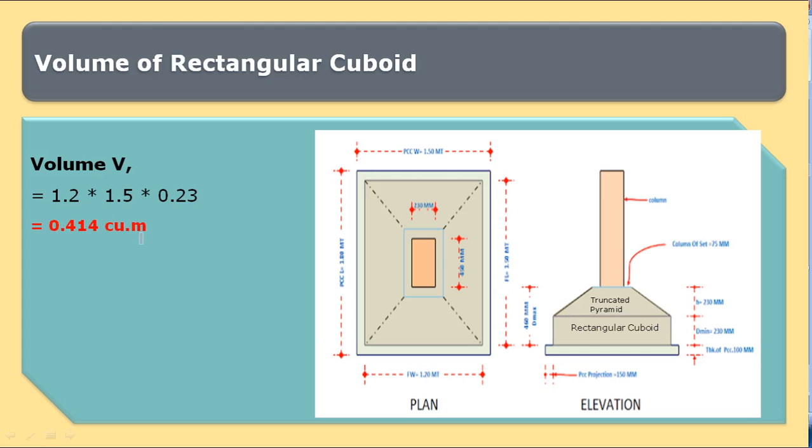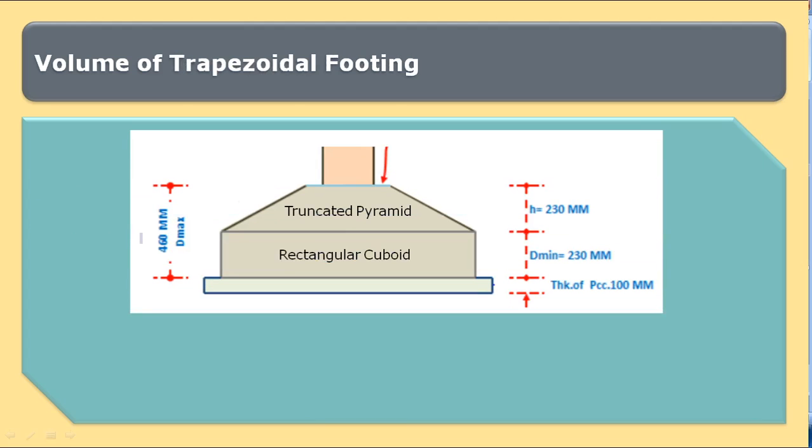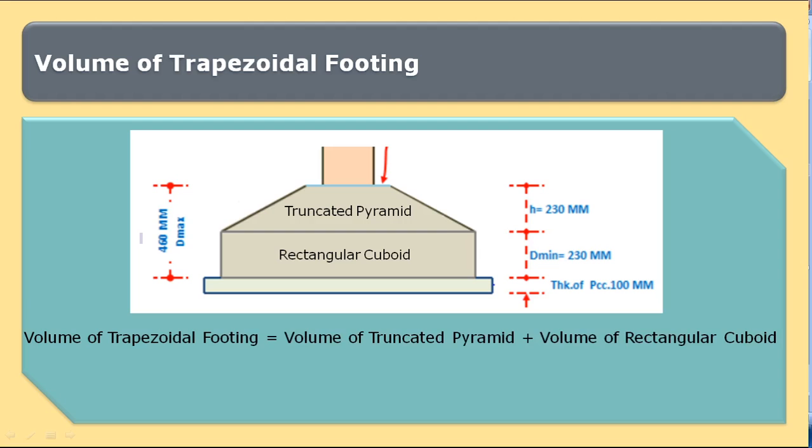I'll add the volume of truncated pyramid and the volume of rectangular cuboid so as to obtain the volume of trapezoidal footing. So the volume of truncated pyramid equal to 0.205 plus the volume of rectangular cuboid equal to 0.414. So the volume of trapezoidal footing is calculated as 0.619 meter cube. In this way, we calculate the volume of a trapezoidal footing.